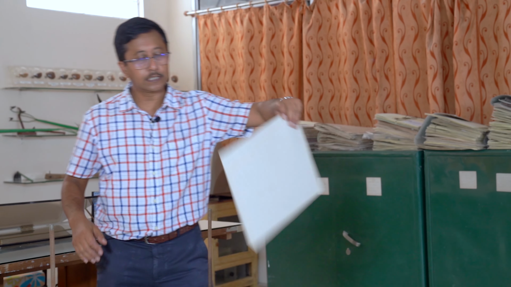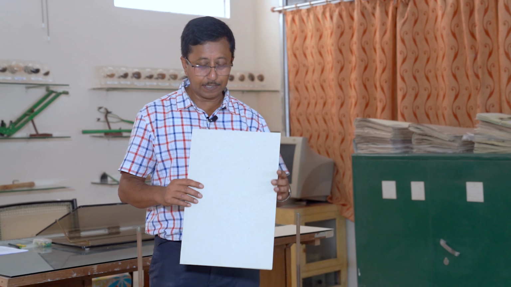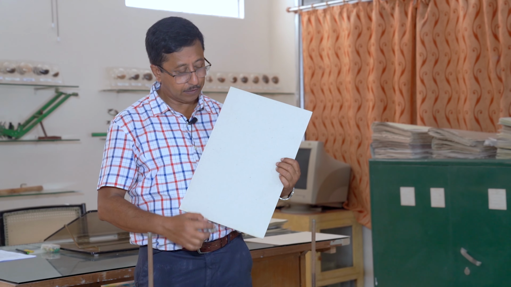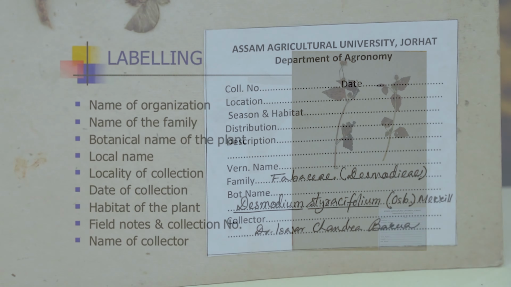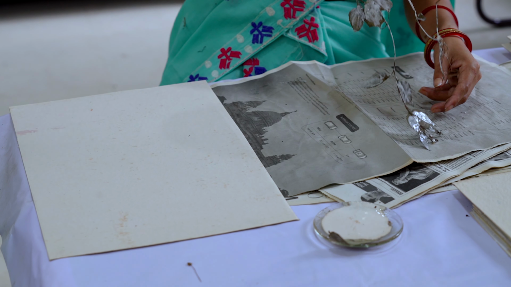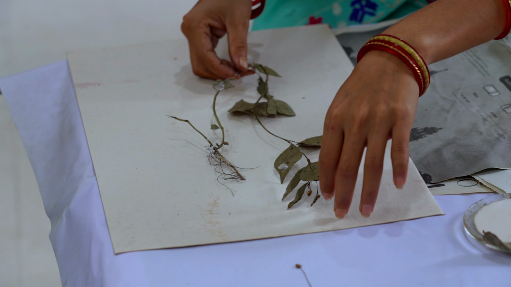Now the question is, what is the mounting board? So this is the mounting board. The universally accepted size of the mounting board is 42 centimeter in length and 28 centimeter in breadth, and its right hand bottom corner is reserved for the label. There we will fix our specimens in a longitudinal way, not in a transverse way.